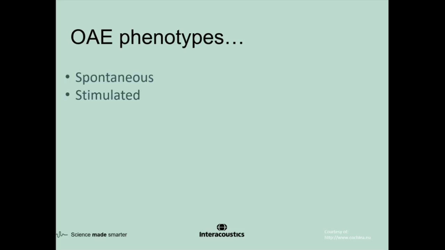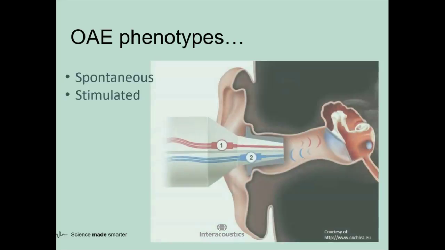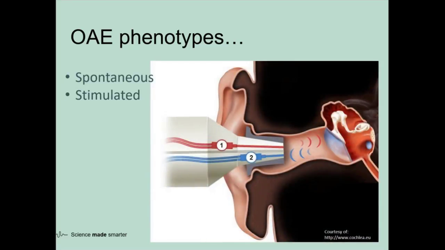Our probe will have a loudspeaker as well as a microphone. The stimulated emissions are generated as a result of the energy input by the outer hair cells in response to a sound that has been presented to the cochlea, and it's then measured by the microphone in that probe, labeled 2.